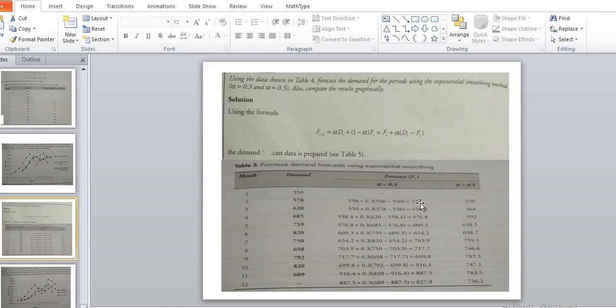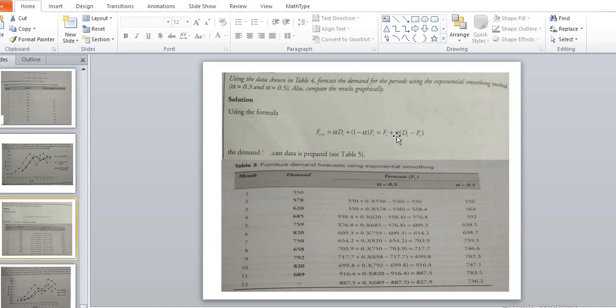So these values represent the forecasting value for a particular month: this for the second month, this for the third month, this for the fourth month, like that. This represents the F(t) value, and this represents the D(t) value. Similarly, we go through all months and find the forecasting value for all months with the smoothing factor 0.3. Now a similar procedure is repeated for the other factor.